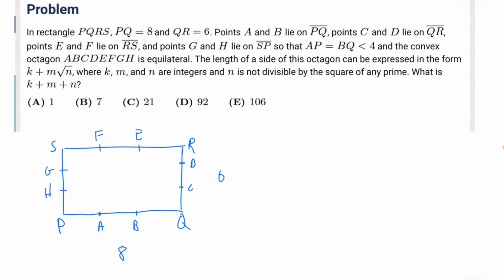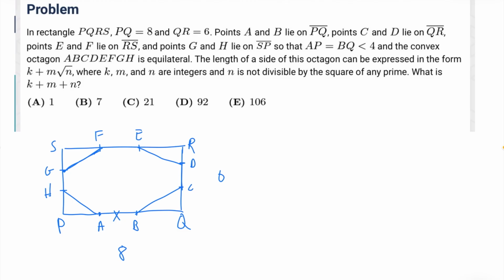Okay, so these are all the points that were given, and it tells us that the convex octagon is equilateral. So this is not drawn to scale, but if we connect all of these points, we would get an octagon, and just imagine that all of these lines are supposed to be equal to each other. So I'm going to set the length of a side of the equilateral octagon to be x. So for example, AB would be x.